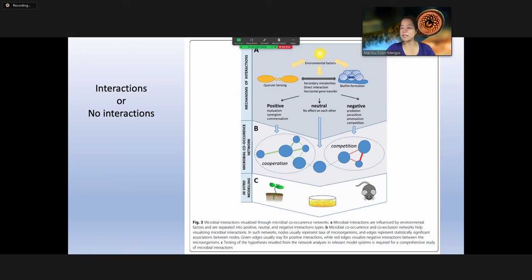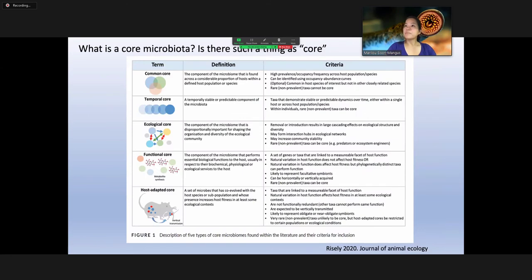Gnotobiotic systems mean it's either with humanized mouse, or for my Daphnia, gnotobiotic Daphnia, or for plants, gnotobiotic plants. This is really important for agriculture, actually, and for conservation of forests, for microbiome studies, and microbiome studies in terms of agriculture. Okay, so now we go back to the question of, are there permanent microbiomes? Are there core microbiomes in a particular system?